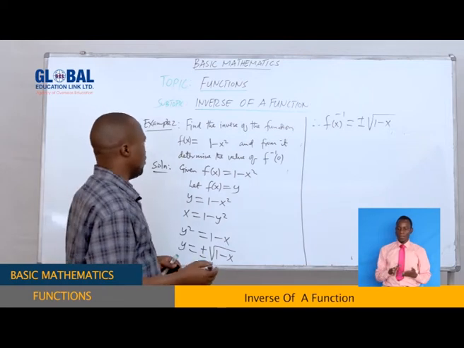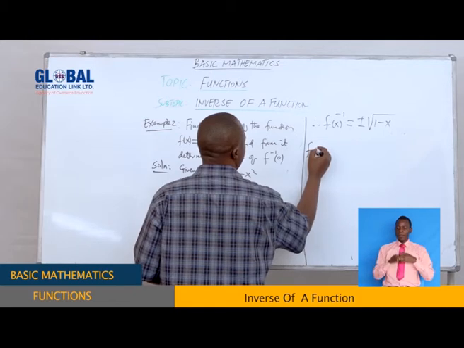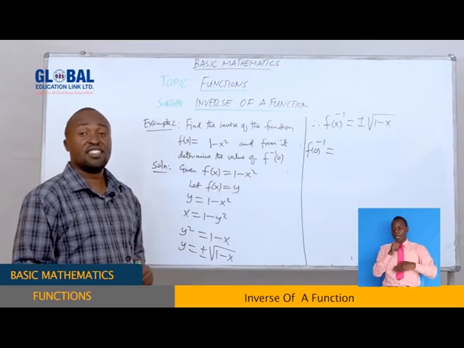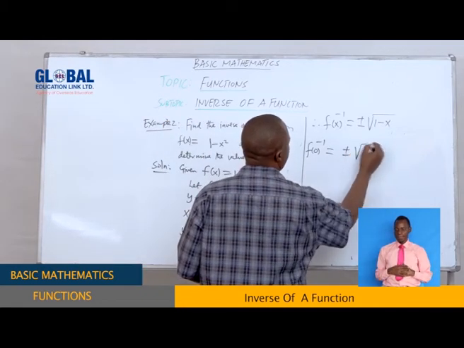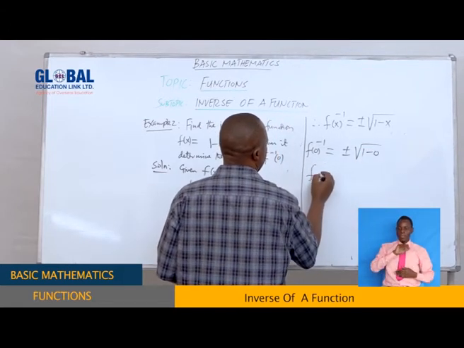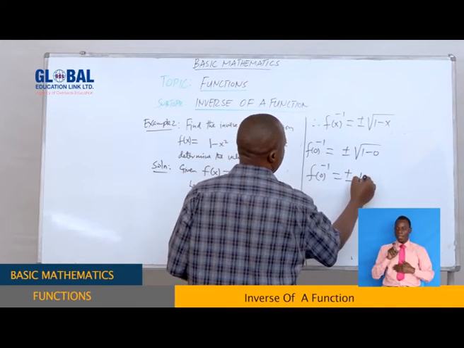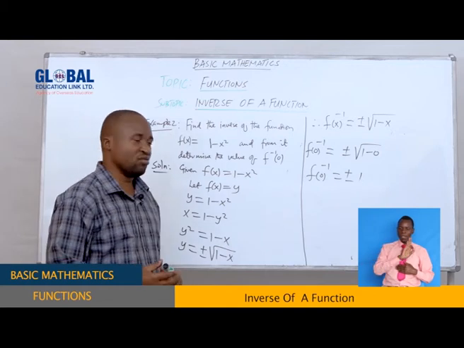So now we are supposed to find f inverse of 0. So in this case, x is equal to 0. So that is plus or minus square root of 1 minus 0. So in this case, f inverse of 0 is equal to plus or minus 1, because 1 minus 0 is 1, and the square root of 1 is equal to 1.